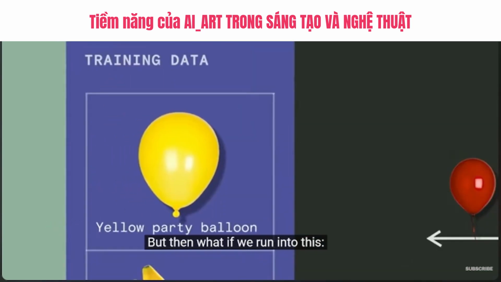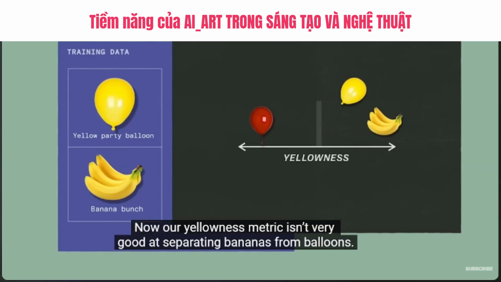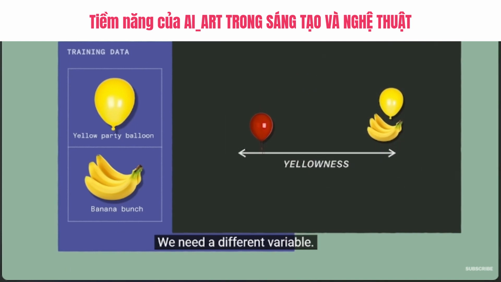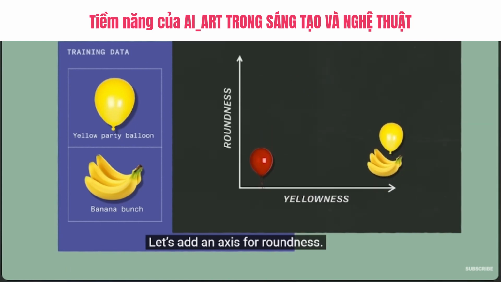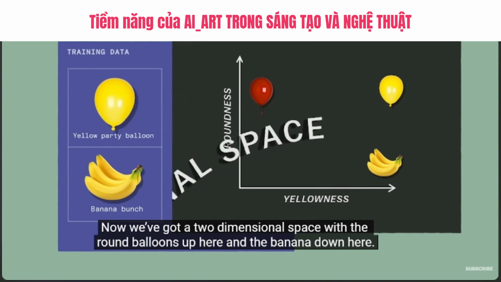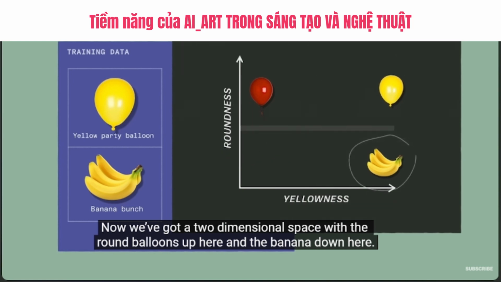But then what if we run into this? Now our yellowness metric isn't very good at separating bananas from balloons. We need a different variable. So let's add an axis for roundness. Now we've got a two-dimensional space with the round balloons up here and the banana down here.